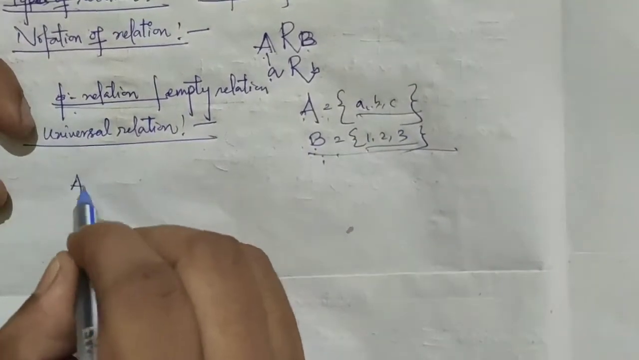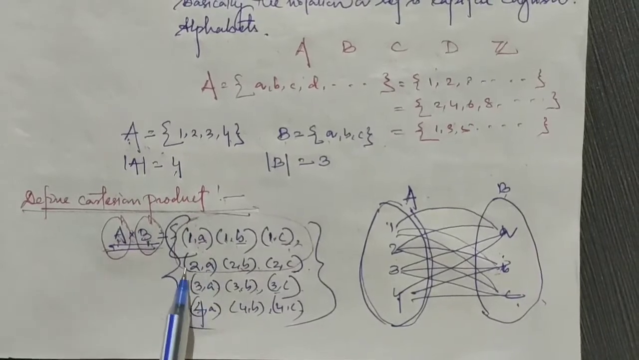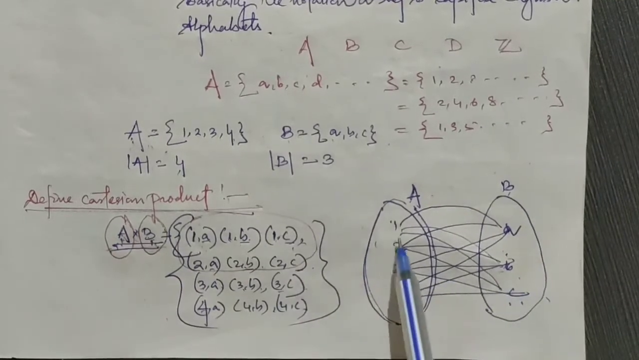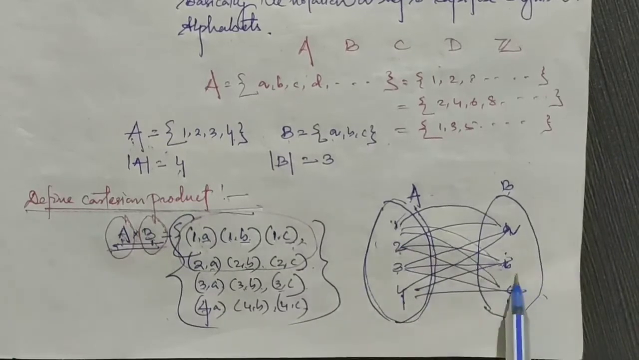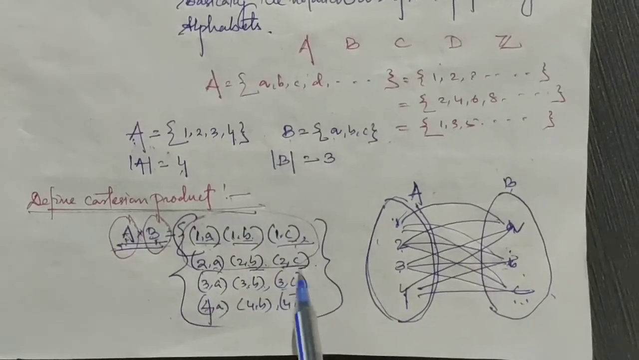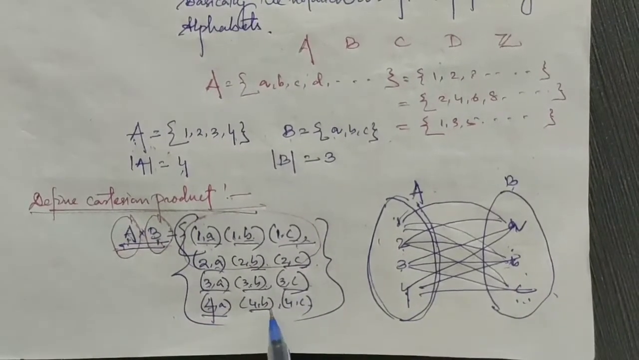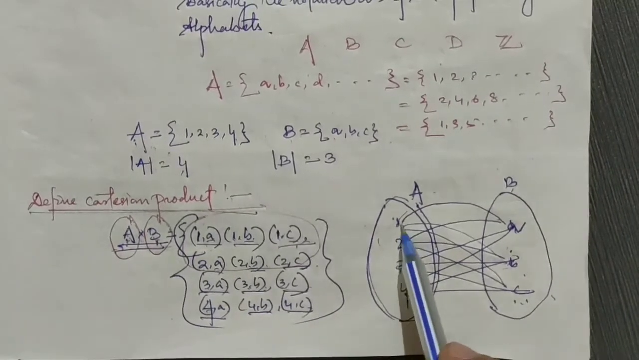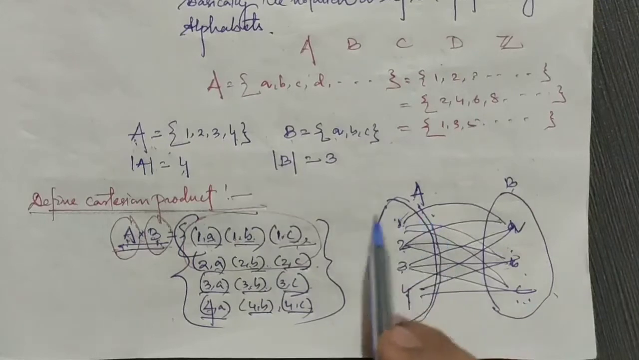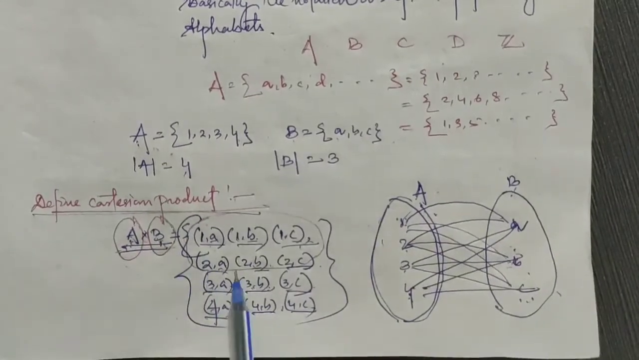Suppose for the universal relation we have defined A cross B, with each ordered pair. Here every element of set A is related with every element of set B. 1 is related with a, b, c, and that's why we have written ordered pairs. 2 is related with a, b, c. 3 is related with a, b, c. And 4 is related with a, b, c. Here you can see no element is left behind. Every element took participation in this relationship, so each element of set A is related with B. That's why this kind of relation is called a universal relationship.